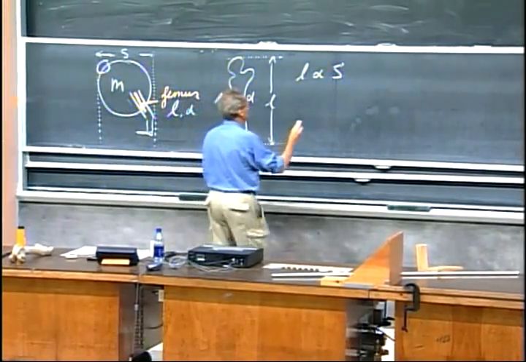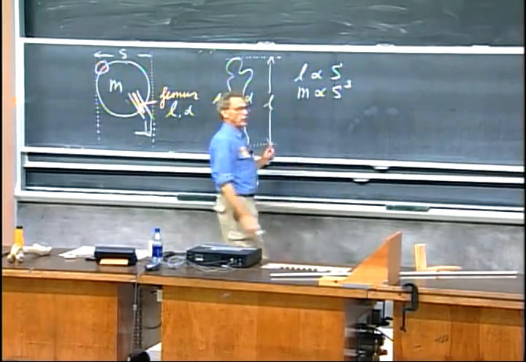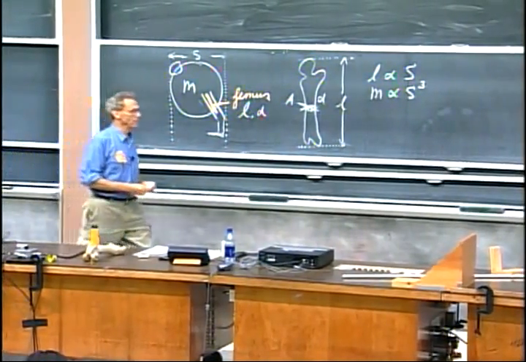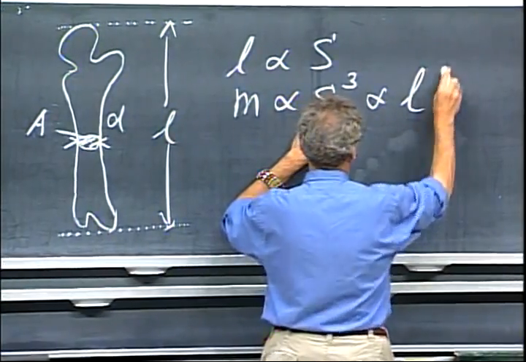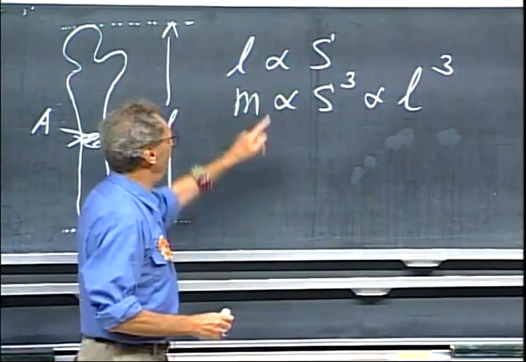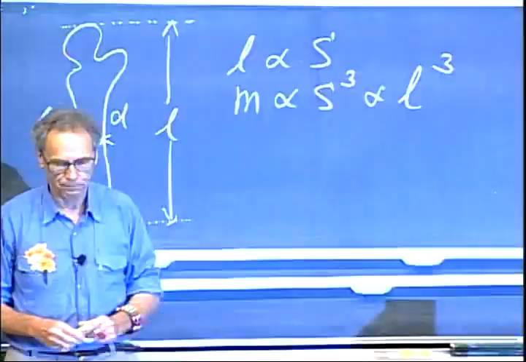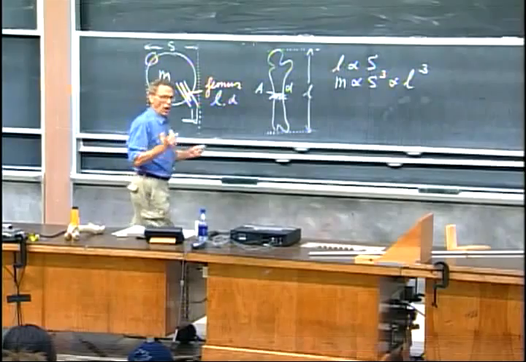It's very reasonable. It is also very reasonable that the mass of an animal is proportional to the 3rd power of the size, because that's related to its volume. And so if it's related to the 3rd power of the size, it must also be proportional to the 3rd power of the length of the femur, because of this relationship. Okay, that's one. Now comes the argument.